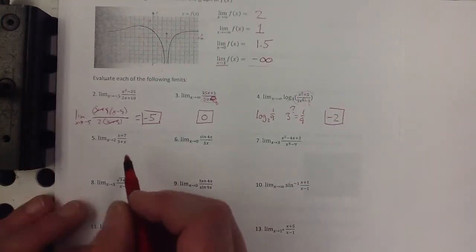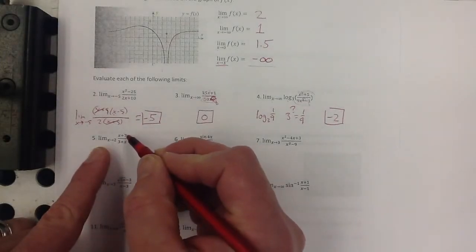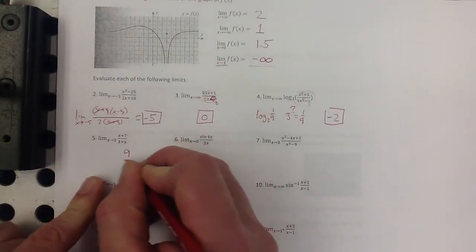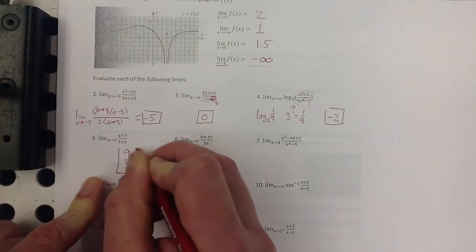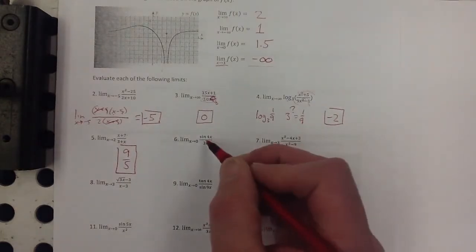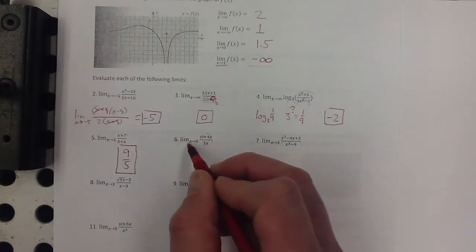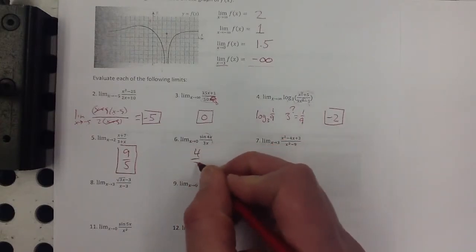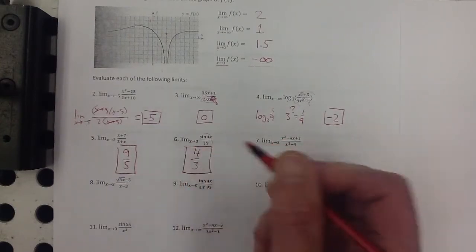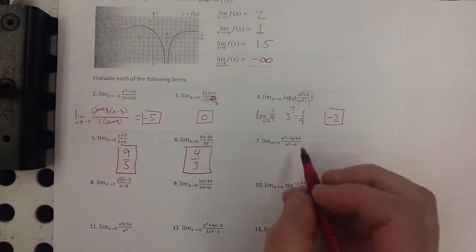All right, number 5, as x approaches 2, let's see, we plug in the 2, that gives me 9 over 5, and that's not a 0 over 0. So you always have to check. You never know when it's just going to be a limit that you can plug in the number. Here, this is from section 2.6. The limit of sine of 4x over 3x as x approaches 0 is just 4/3. You can go back and review the 2.6 notes and examples if you need some support for that.